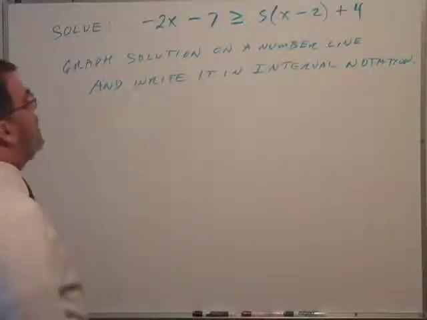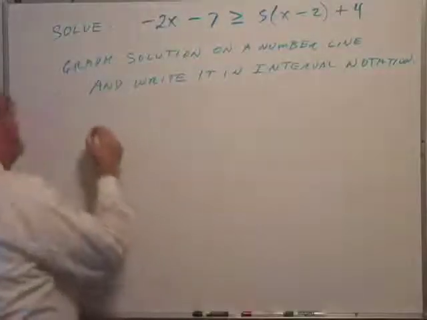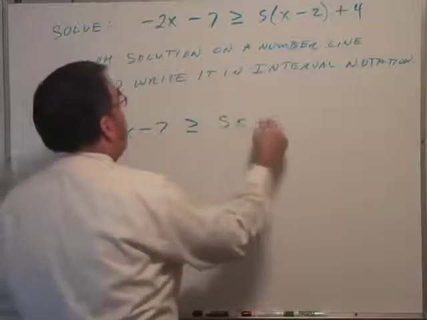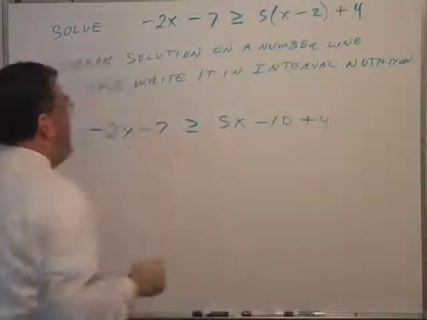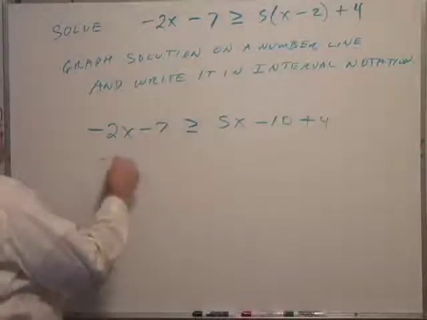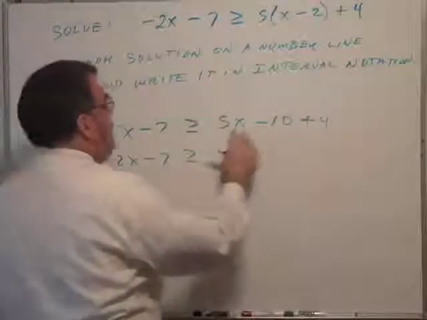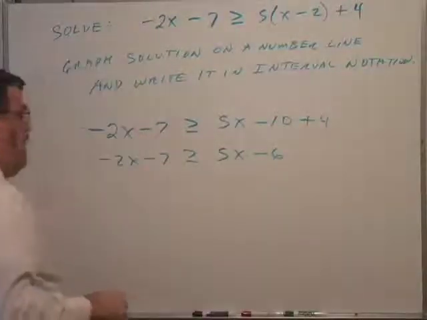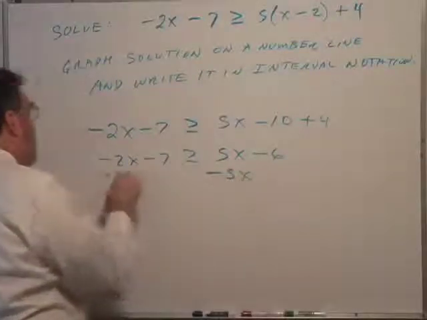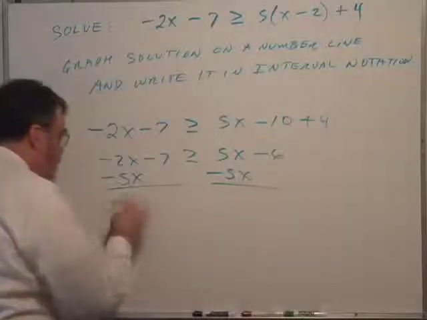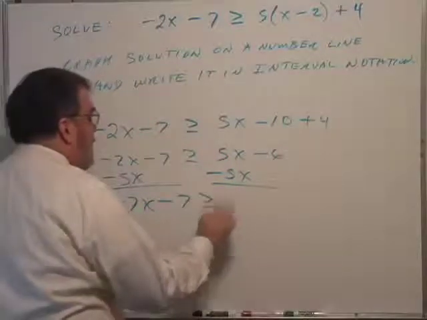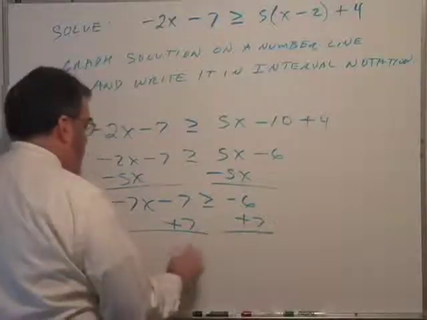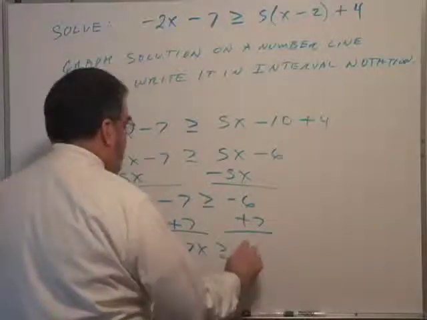All right, so I'm going to distribute on the right side. So I have negative 2x minus 7 is greater than or equal to 5x minus 10 plus 4. And I'll combine terms on the right side. So negative 10 plus 4 is negative 6. And let's see, subtract 5x from both sides. So I have minus 7x minus 7 greater than or equal to negative 6. I'll add 7 to both sides. Minus 7x is greater than or equal to 1.